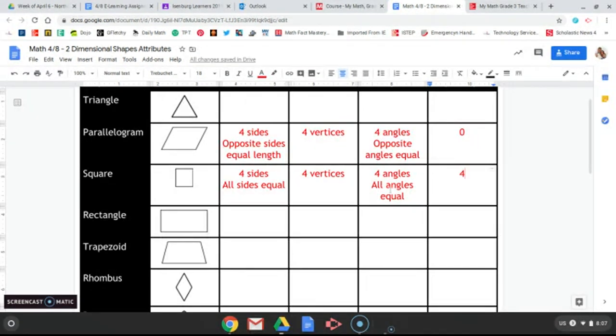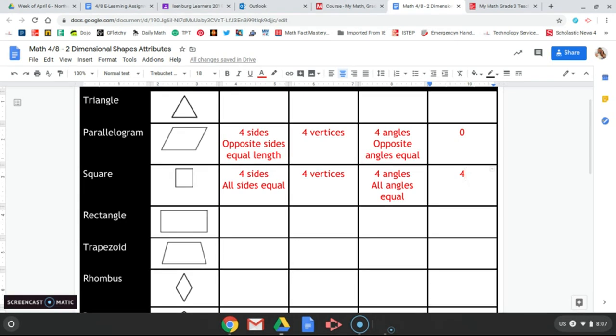Okay, so now let's think about the rules of the parallelogram again. In order for something to be called a parallelogram, it has to have opposite angles that are equal. Well, look at the square. This angle is equal to its opposite angle. This angle is equal to its opposite angle. So even though all of them are equal, we still could technically call this square a parallelogram.